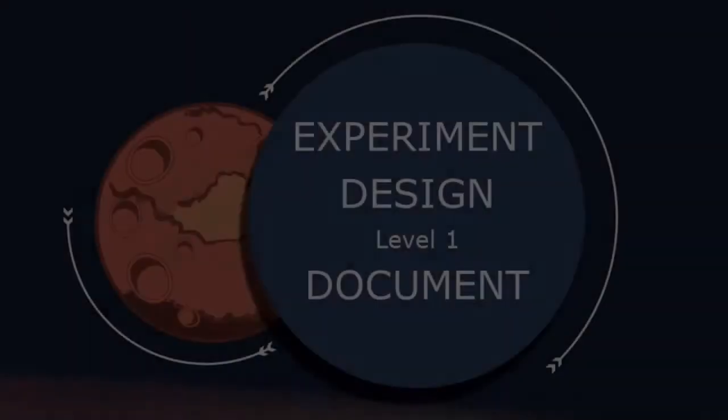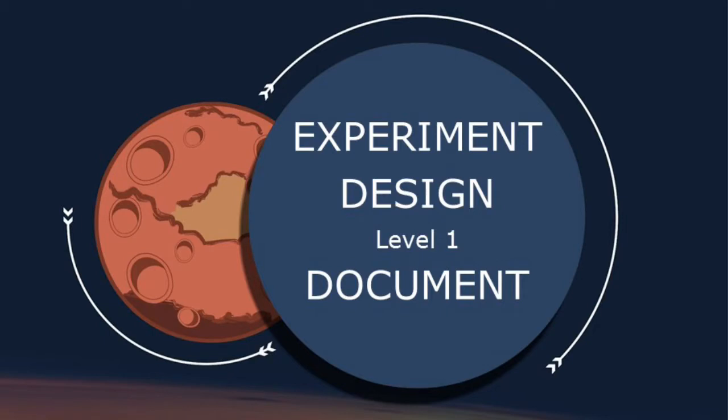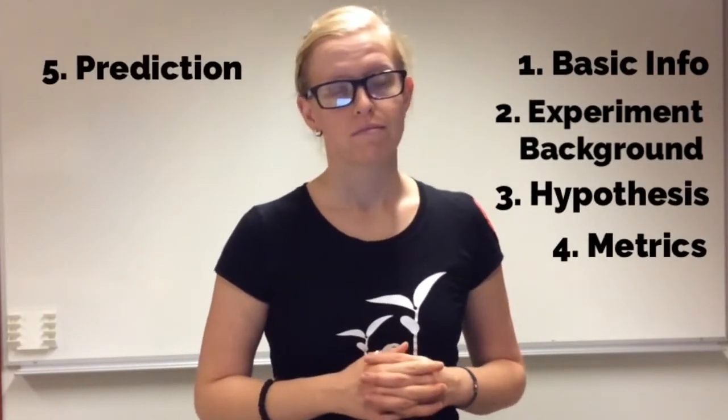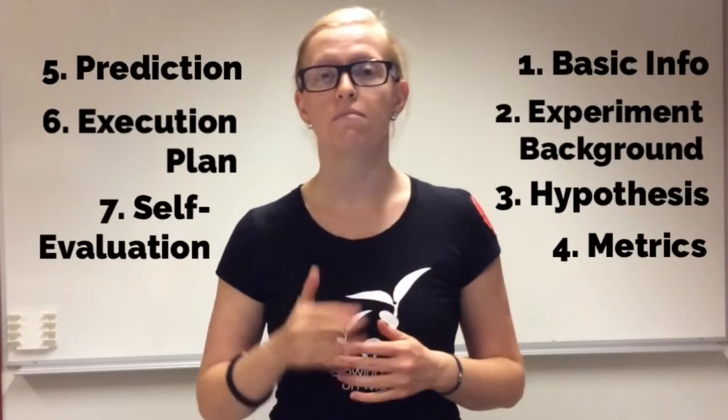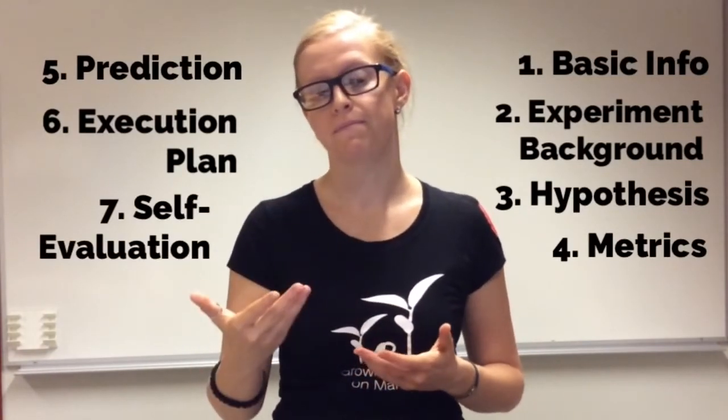I've got here the template presentation I downloaded from the collaboratory environment, and I will fill in this document by simply editing this template. In the experiment design document, there are 7 sections to be filled in. The basic information of the experiment, experiment background, the hypothesis, the metrics, prediction, execution plan, and self-evaluation. So let's go through them one by one.